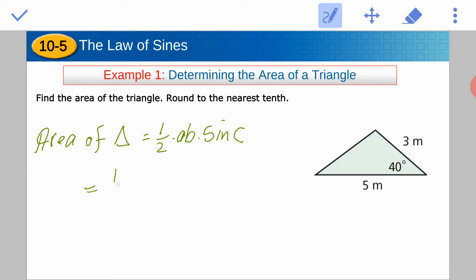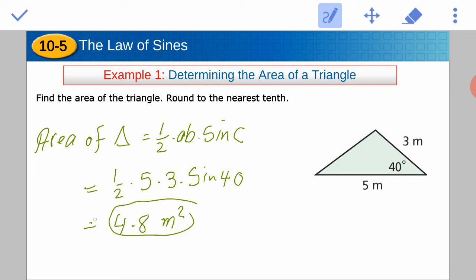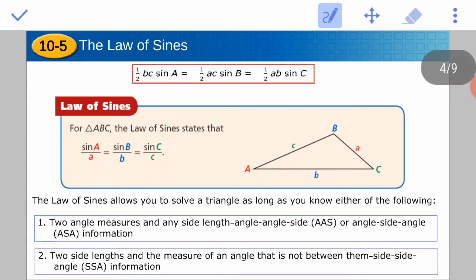Direct substitution, it's half times 5 times 3 times sine of the given angle, 40. If you compute all of that in your calculator, it's going to be 4.8 squared meters. Remember guys, area is measured in squared units and our unit is meter, so the area equals 4.8 square meters.